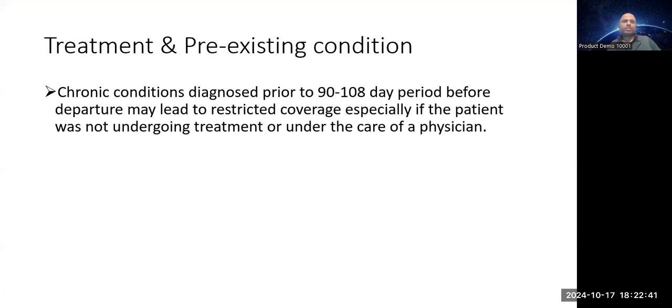Okay, treatment and pre-existing conditions. Chronic conditions diagnosed within the 180-day period, or the 90 to 180, well, 108-day period before departure, may lead to restricted coverage, especially if the patient was not undergoing treatment or not under the care of a physician. Once again, we were talking about diabetes and cancer. If these conditions are discovered 108 days prior to departure, it may lead to some sort of restriction when it comes to coverage.